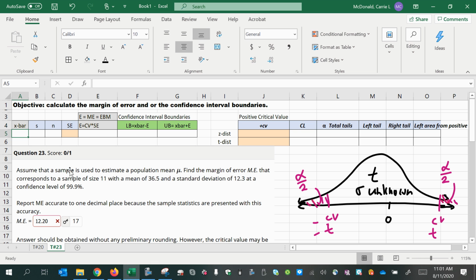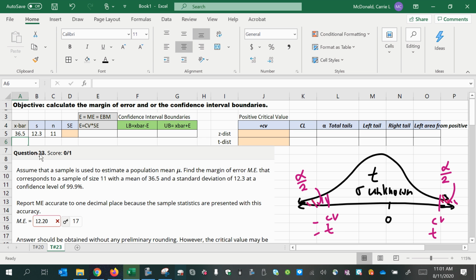So as I'm reading the problem, it tells me about a sample that is going to be used to estimate this population mean. We want to find the margin of error with a sample size of 11, and talking about that sample still, a mean of 36.5. So that is our X bar. And our sample standard deviation, because again, when the standard deviation is mentioned here, it's in context talking about the sample of 11 with a sample mean of 36.5 and a sample standard deviation of 12.3.